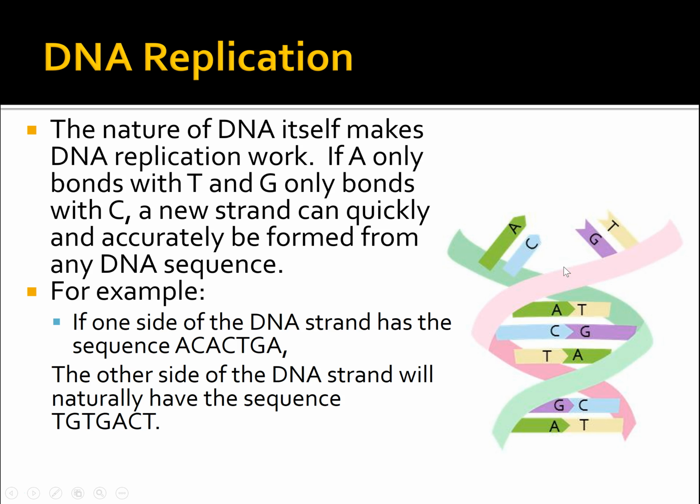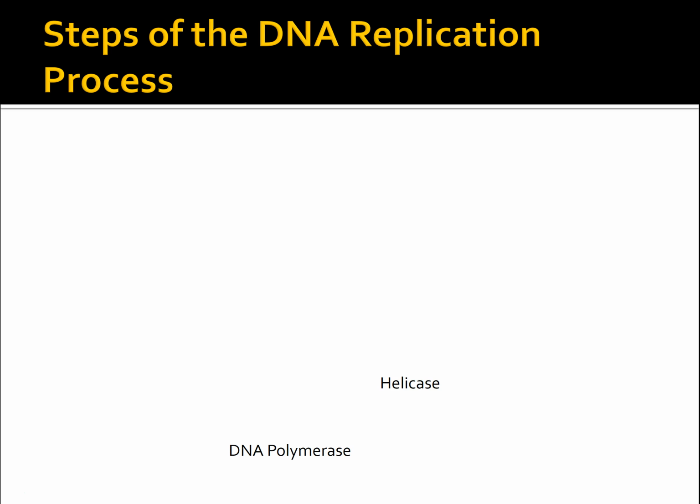So for example, if one side of the DNA strand has the sequence ACACTGA down this side here, the other side of the DNA strand will naturally have the sequence TGTGACT. All of those are going to be the same every time because that is the only way that the DNA bases can bond.